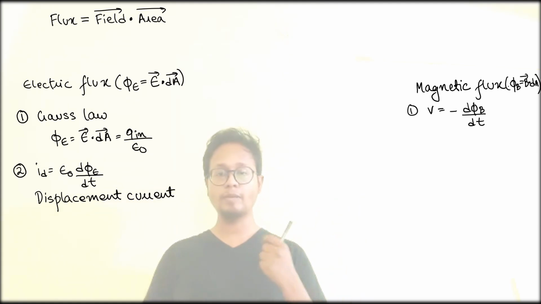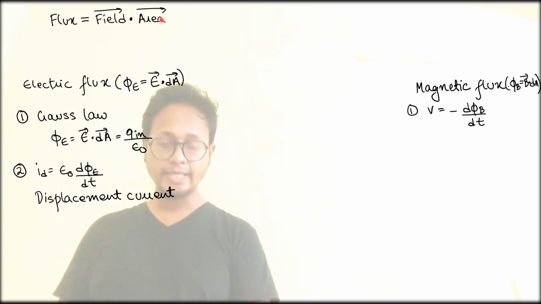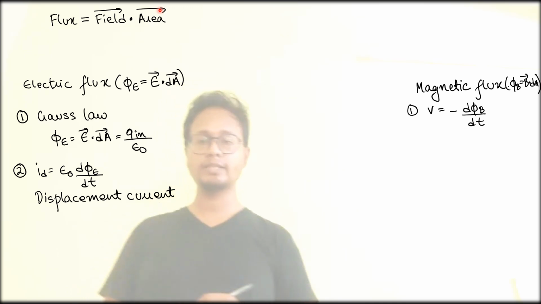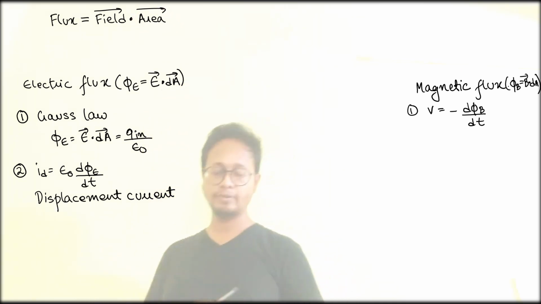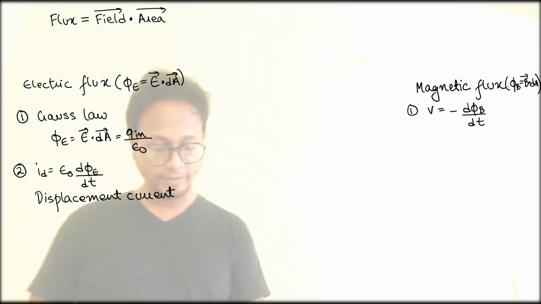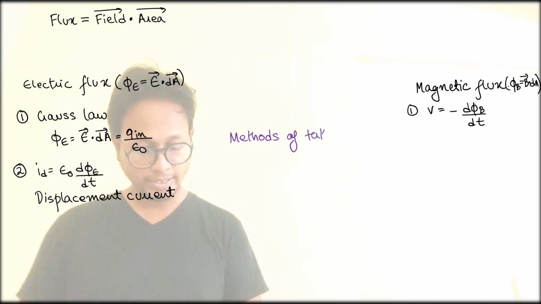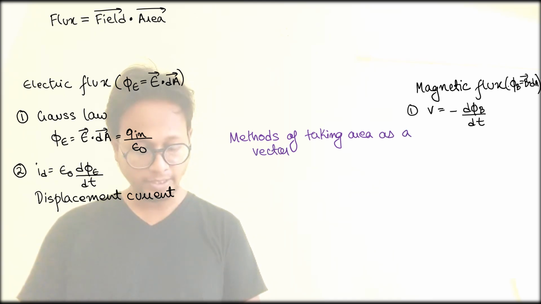Now the problem is, primarily in class 11, you will have been taught area is a scalar quantity, but I have taken area as a vector quantity out here. So how do I take area as a vector quantity out here? Okay, so I'll give you a brief on the methods of taking area as a vector quantity.